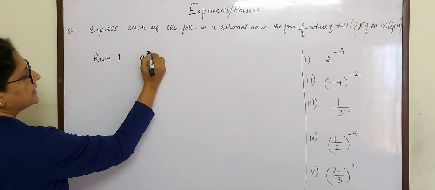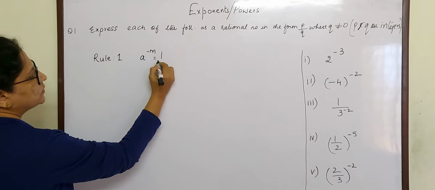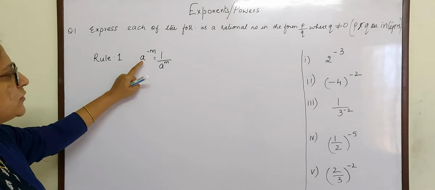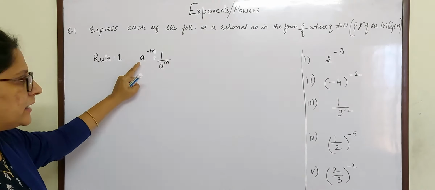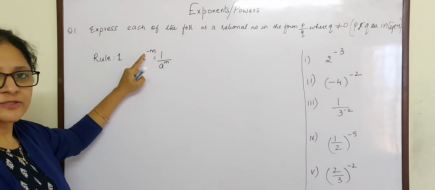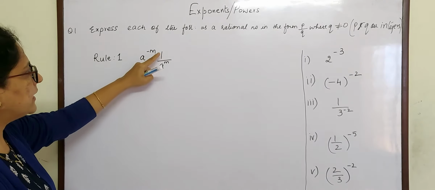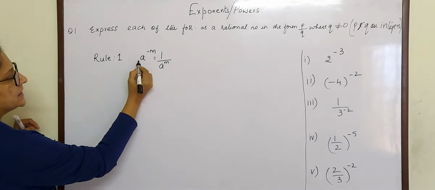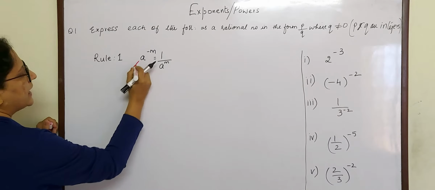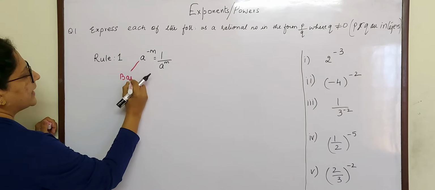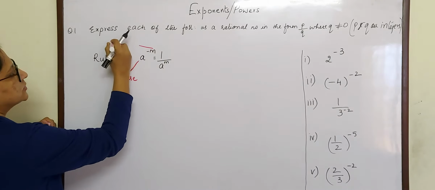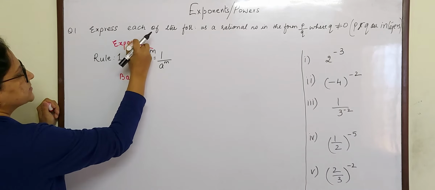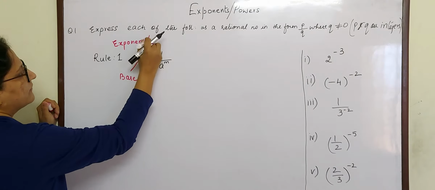a raised to minus m is equal to 1 by a raised to m. That means if you have a negative exponent, to change that negative exponent to positive exponent, you have to reciprocal the base. Here a is the base and m is the power or exponent, as you can see. So you can say a is base and m is exponent or power.